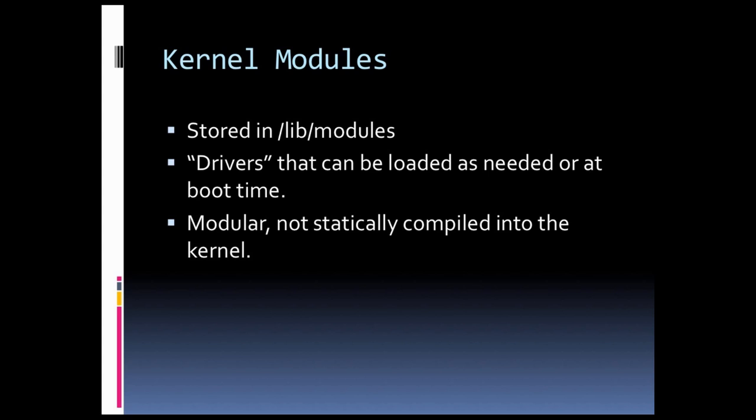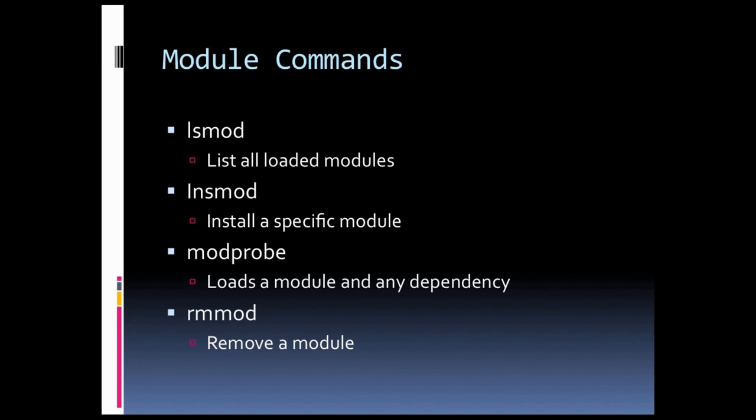So let's talk a little bit about how we do this. We can see all the currently loaded modules that the kernel has by using the lsmod command. We have the ability to install a specific module with insmod. Sometimes kernel modules will require other kernel modules to do everything they need to do, so we can use the modprobe command to load a module and then any other dependency kernel modules that it might need. And we can rmmod a module from the kernel.